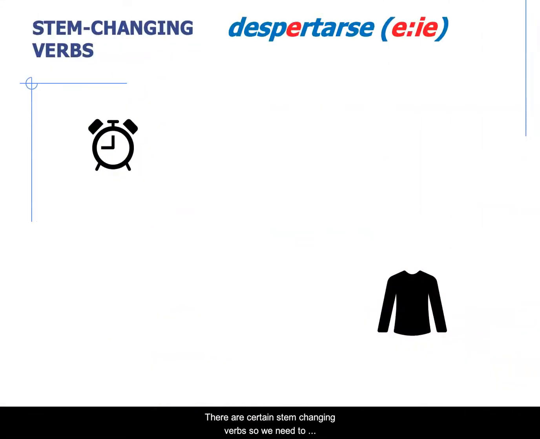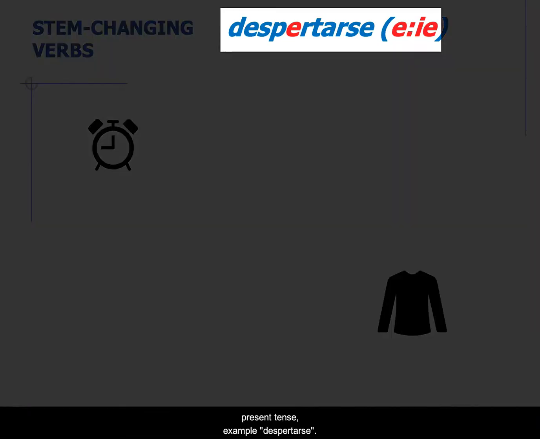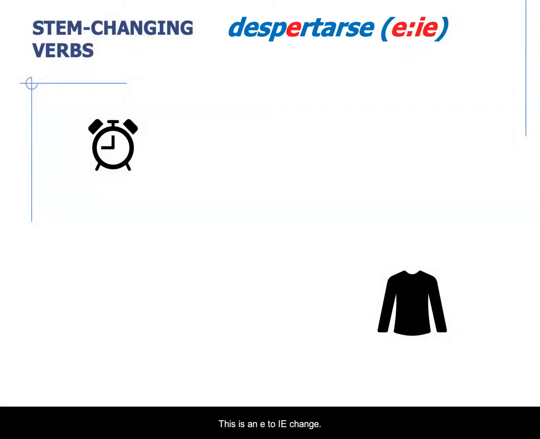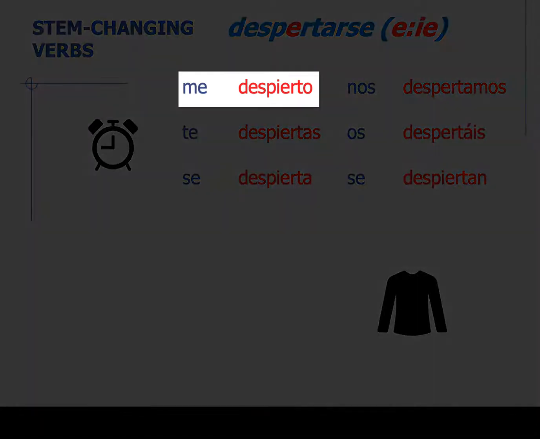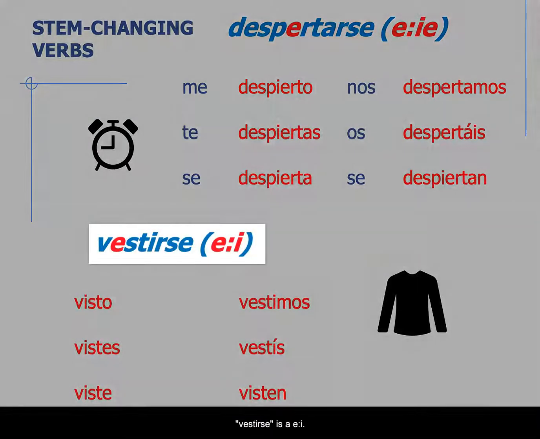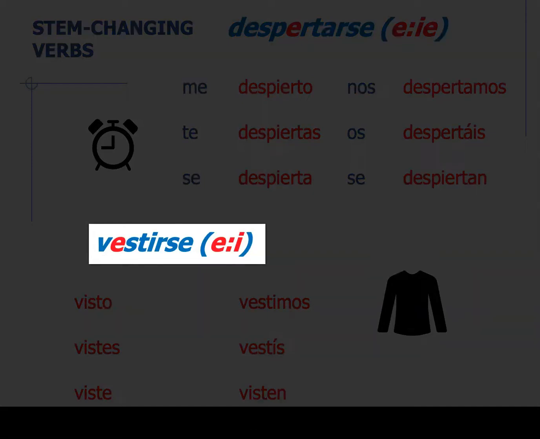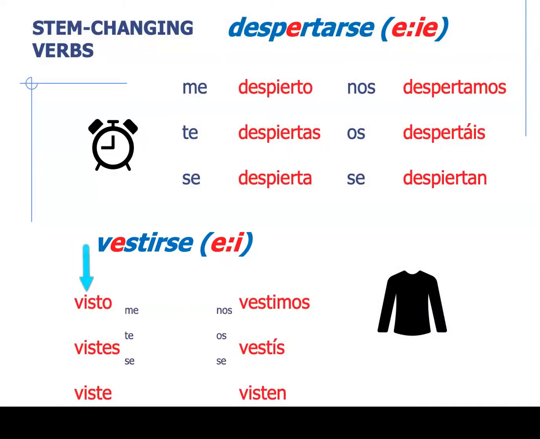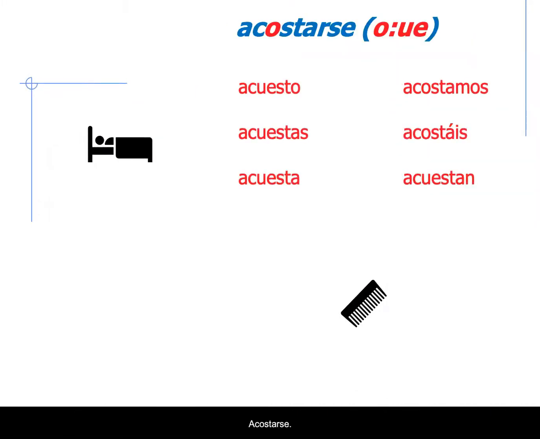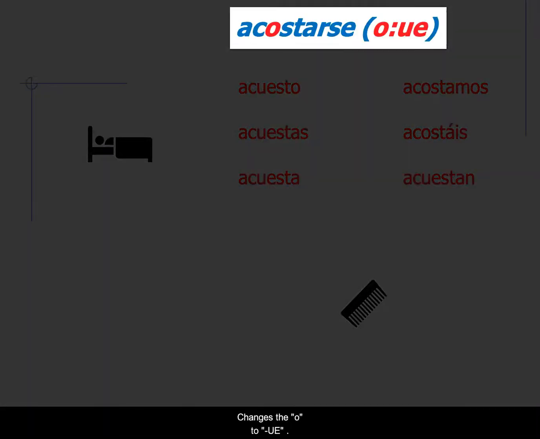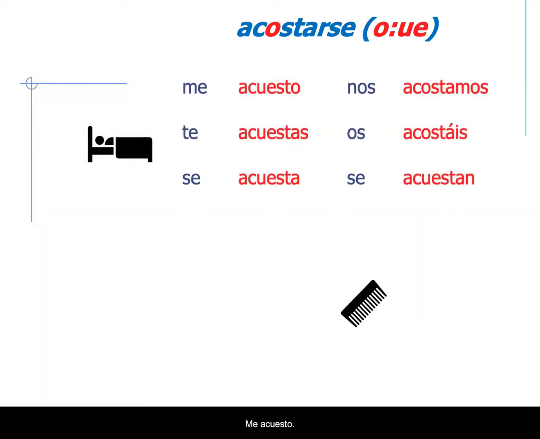There are certain stem-changing verbs, so we need to remember that this is a regular conjugation in the present tense. Example, despertarse. This is an E to IE change verb. Despertarse means to wake up. Me despierto. Vestirse is an E to I stem-changing verb. Visto, to get dressed. Me visto. Another verb, acostarse, changes the O to UE. Me acuesto.